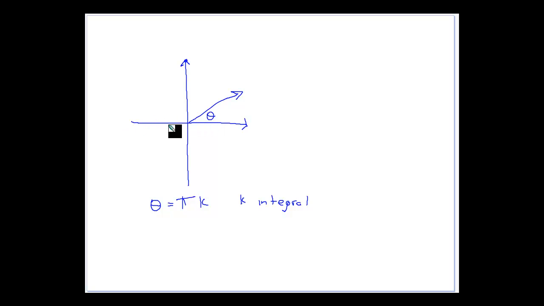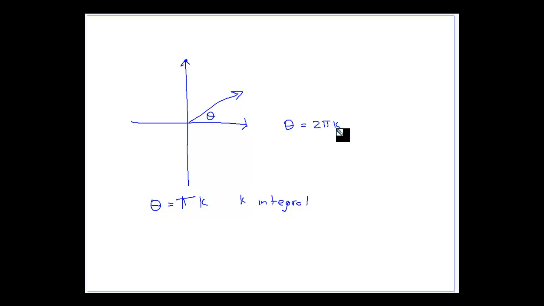Anytime we say k times pi, that's going to put the angle theta on either of these axes. What if we just wanted it on this axis? Well, if it was just this axis, we would say that theta would be equal to 2 times pi times k, because that's going to put it on the positive x-axis every time. If k is integral, k is any number, so 0, 1, 2, 3.